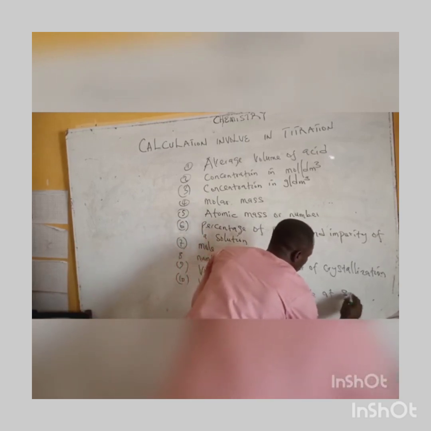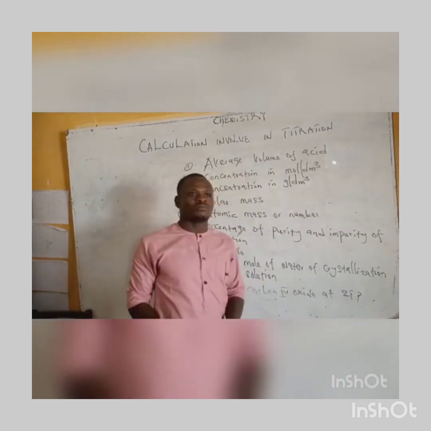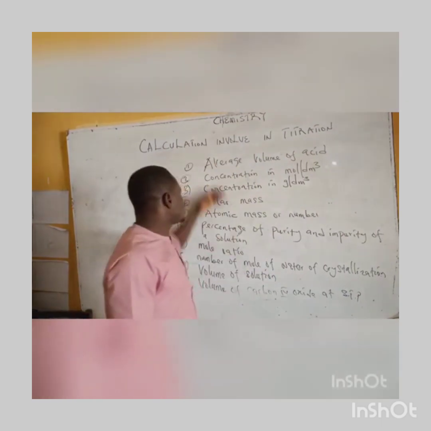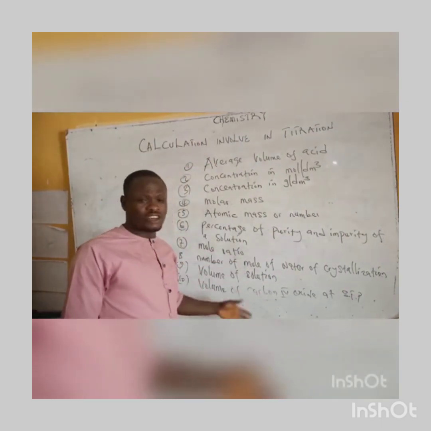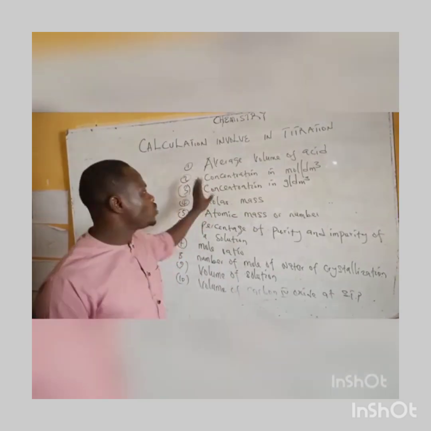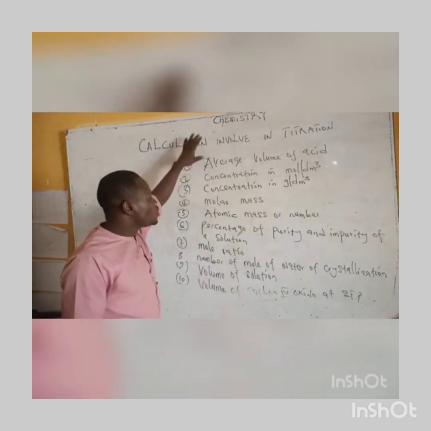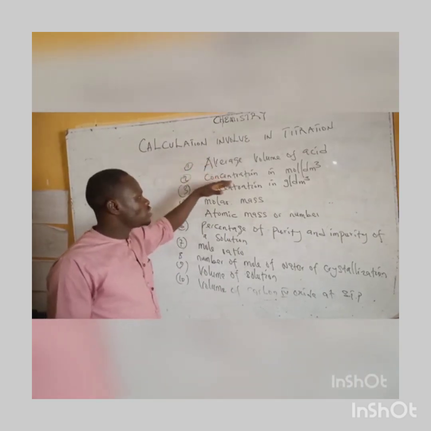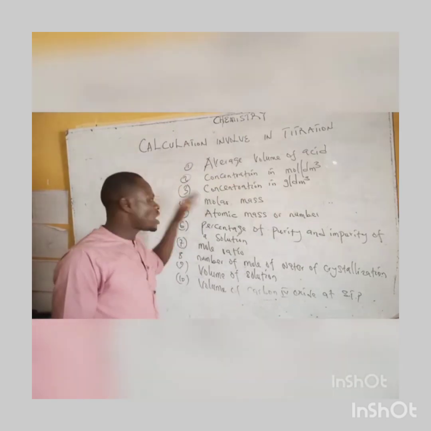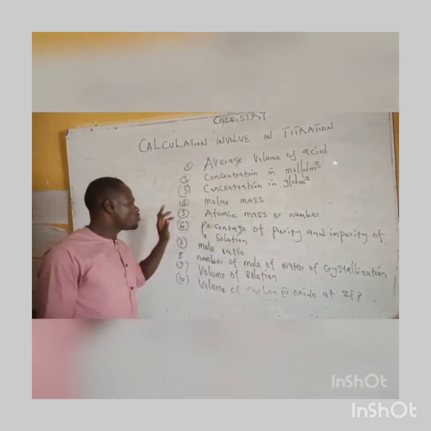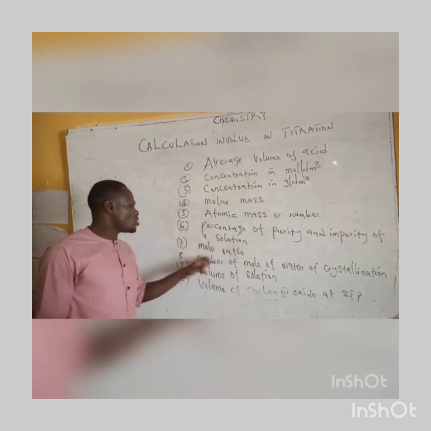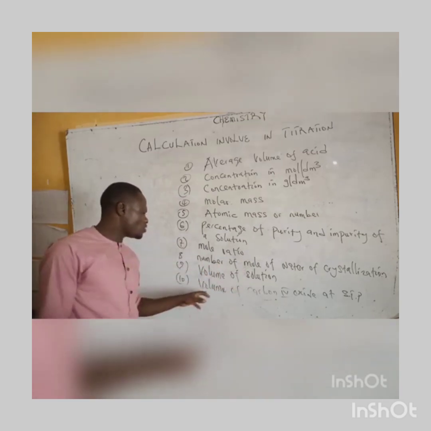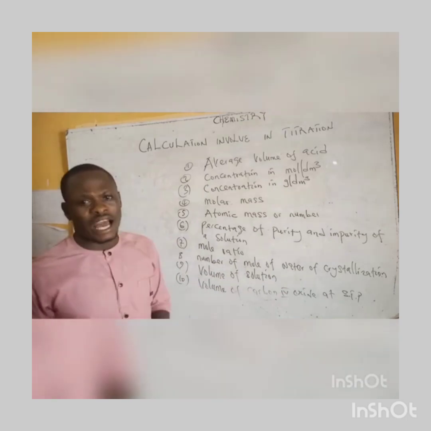STP is standard temperature and pressure. So whatever you are being given to calculate in any area here, there are videos that involve the calculation of each of these parameters. We have a video of average volume of acid, concentration in moles per dm cube, concentration in grams per dm cube. We have the molar mass, the atomic mass, percentage of purity and impurity, the mole ratio, the number of moles of water of crystallization, the volume of solution, and the volume of carbon dioxide liberated at STP.